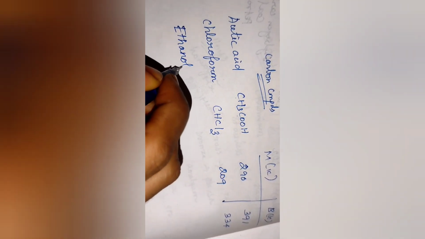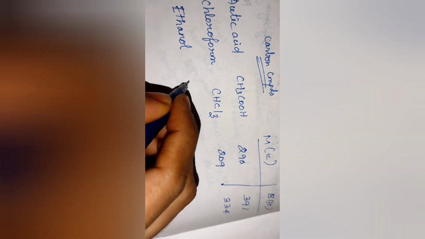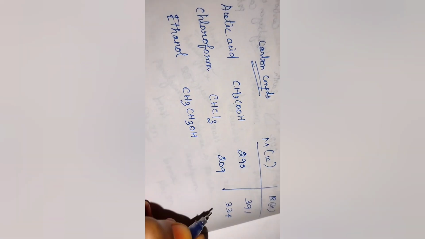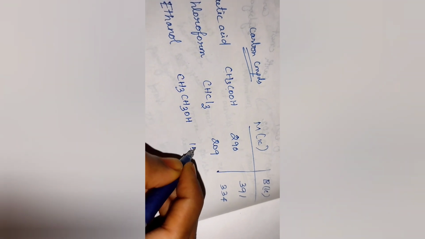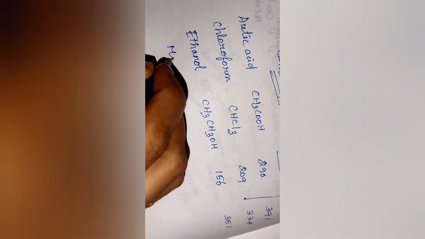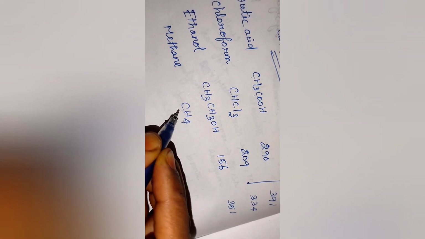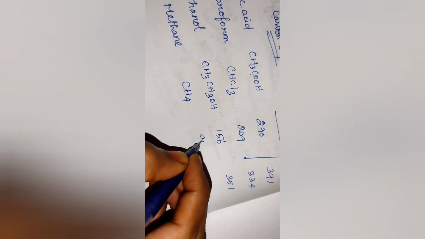And next one is ethanol. What is the formula for ethanol? CH3OH. And its melting point is 156 and its boiling point is 351. Next one is methane. What is the formula for methane? CH4. 1 carbon and 4 hydrogen. See here, 1 carbon and 4 hydrogen are sharing their electrons, so there will be a covalent bond here. 90 melting point and 111 boiling point.